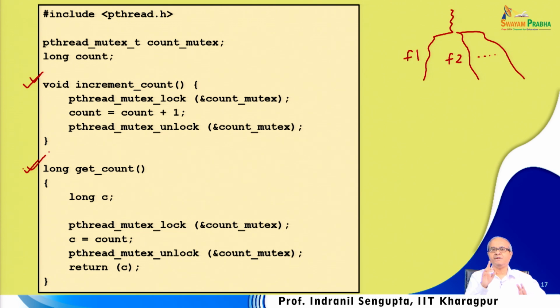So, remember that only when you are using processes, when you are using fork to create multiple processes, do you need to use a shared memory region. But when you are using multiple threads, you do not need to explicitly create the shared memory segments.